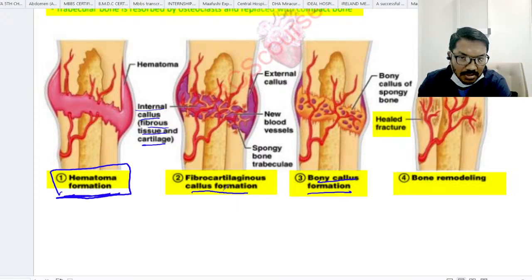Callus is of two types. First is fibrocartilaginous, where there is fibrous tissue and cartilage. Then this fibrous tissue and cartilage is replaced by bone cells, by osteoblasts. Then there will be bone remodeling, meaning bone will try to reshape into its previous size and shape.